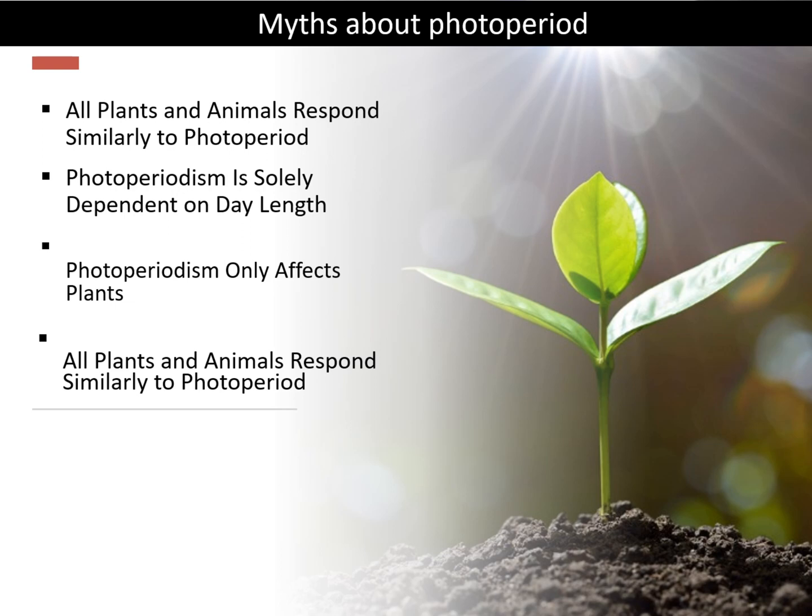So the last but not the least one is, all animals and plants respond similarly to photoperiod. All animals and plants do not respond similarly to photoperiod. Everyone has a different mechanism to adjust to photoperiod, so the response is very different. Same is the case, just like they have different phytochromes, different cell types, and different tissue tropisms, so they respond differently to photoperiod.